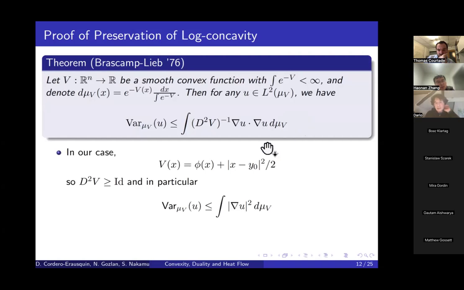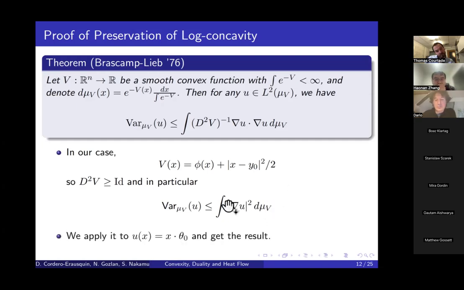So in our case, what is the function v that comes from the heat semigroup, where v was just our function phi? Sorry, there are different fonts for phi, but it's always the same convex function, and then this quadratic term. So in particular, the Hessian of v is the Hessian of phi plus the identity, so it's greater than the identity. And in particular, you have this Poincaré inequality, so that the variance is smaller than the gradient of u squared.